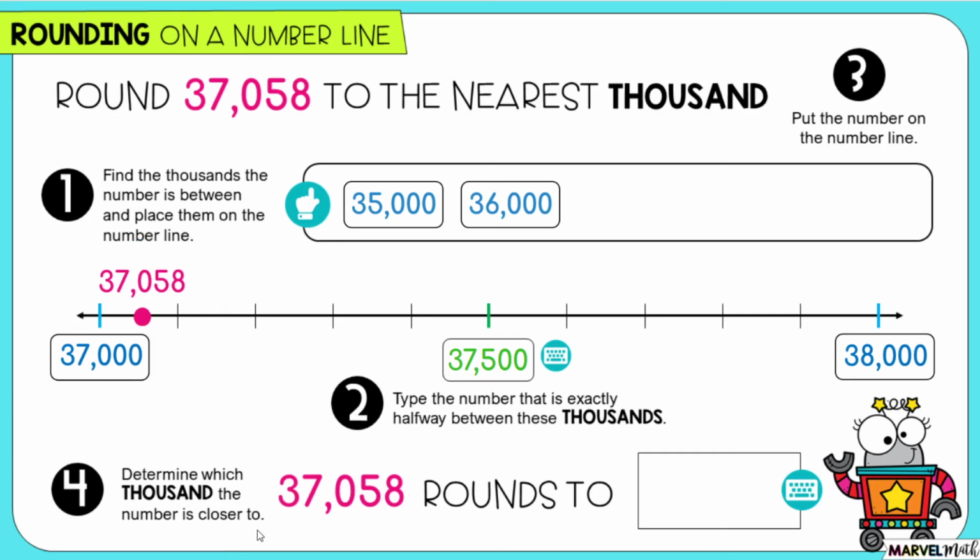All right. So what thousand will that round to? It's going to round to 37,000. So 37,058 rounds to 37,000.